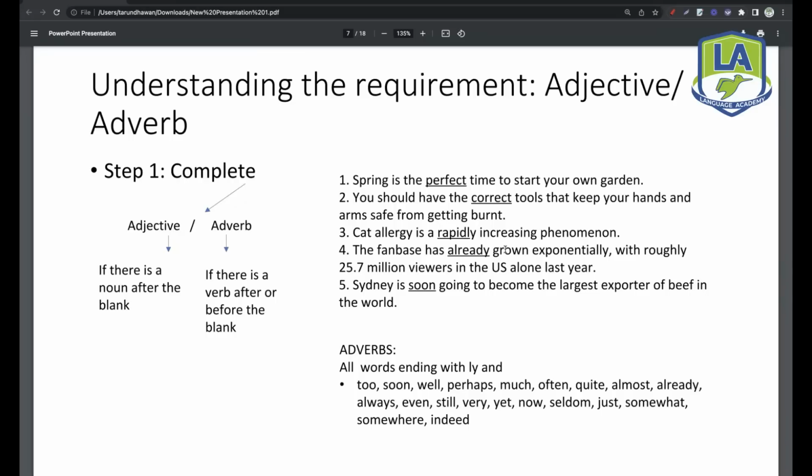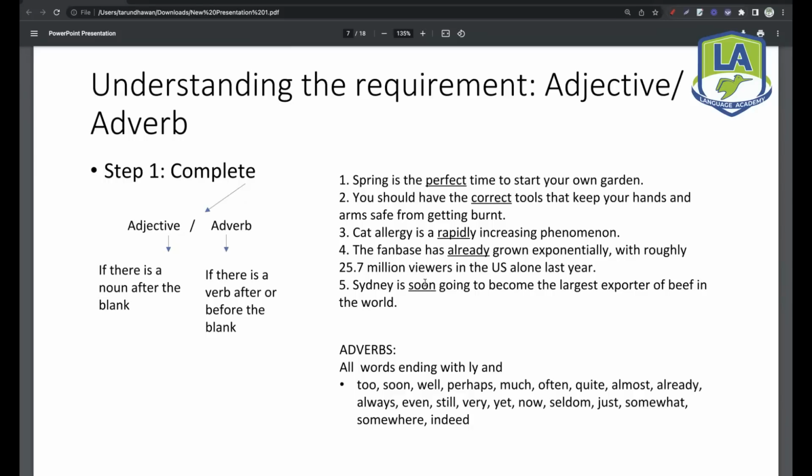Grown. Growing is an action. Grown is an action. So we fill the blank with adverb from this list. The fan base has grown. The fan base has already grown. Let's read this one. Sydney is going to become the largest exporter of beef in the world. Sentence is complete. What is written after the blank is verb. So we will fill the blank with adverb.